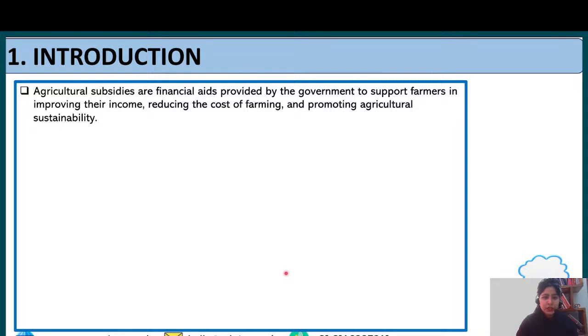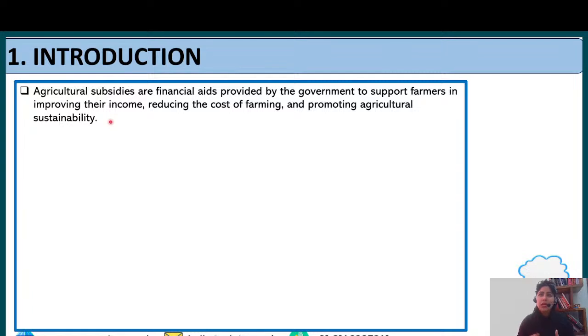So now let's frame an answer. First of all, in the introduction, let's start by defining what agricultural subsidies are. Why does India provide for agricultural or food subsidies? What percentage of GDP goes into these subsidies? And what are the issues that are raised with time? So agricultural subsidies are financial aids provided by the government to support farmers in improving their income, reducing the cost of farming, and promoting agricultural sustainability.